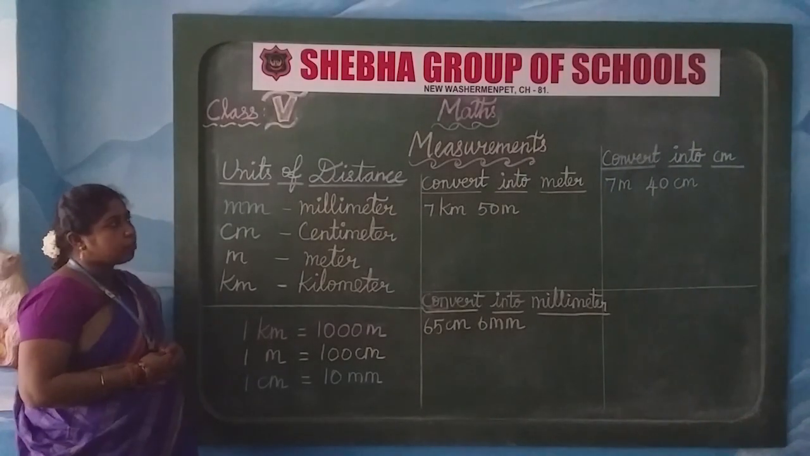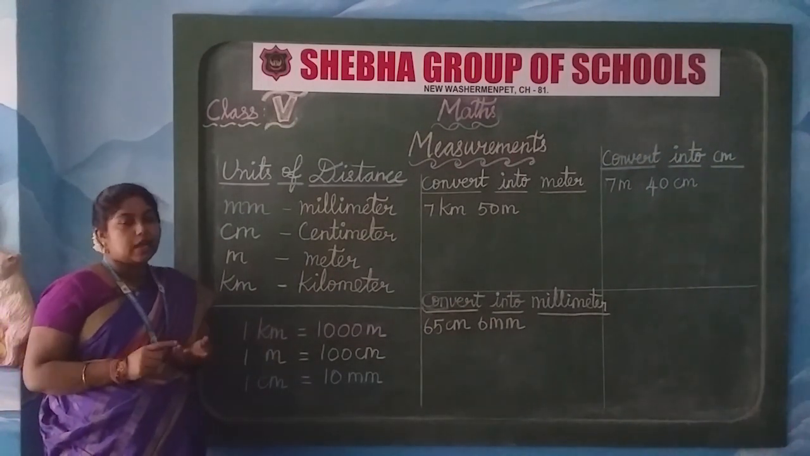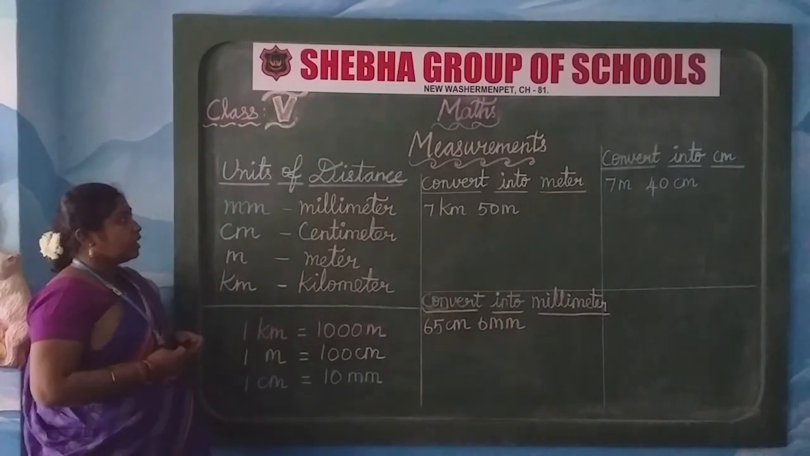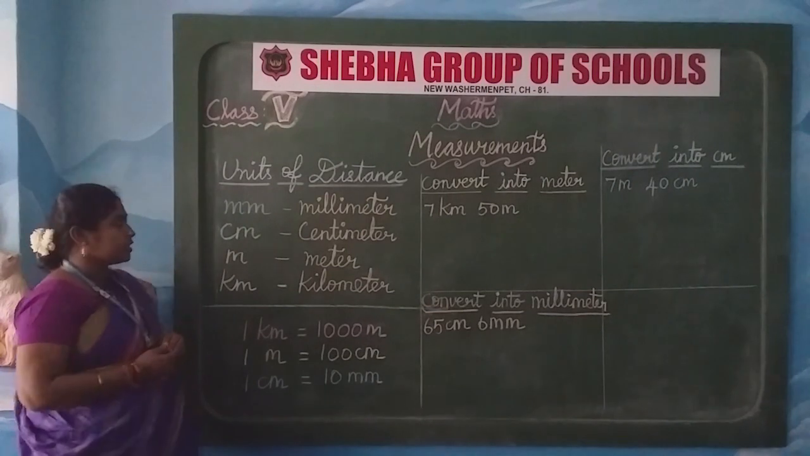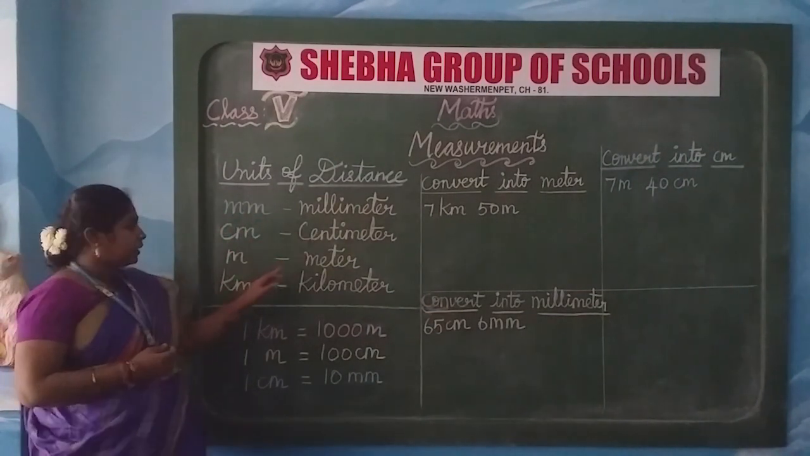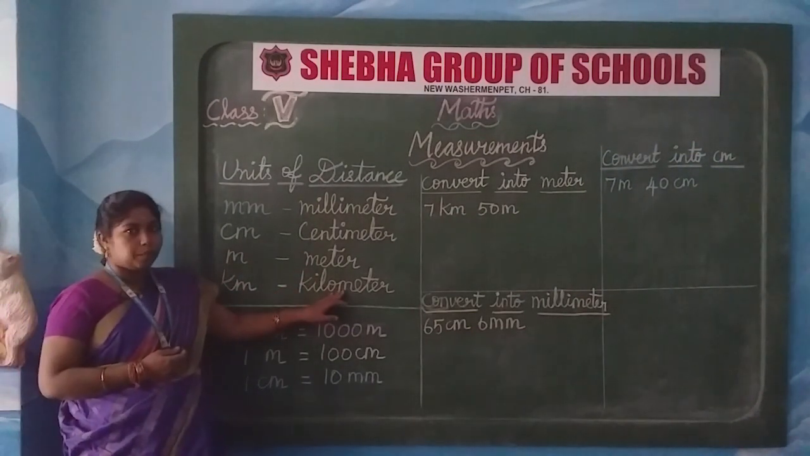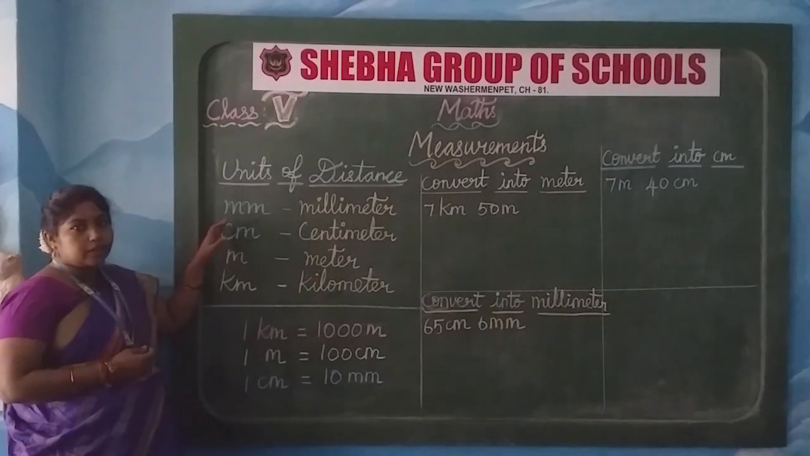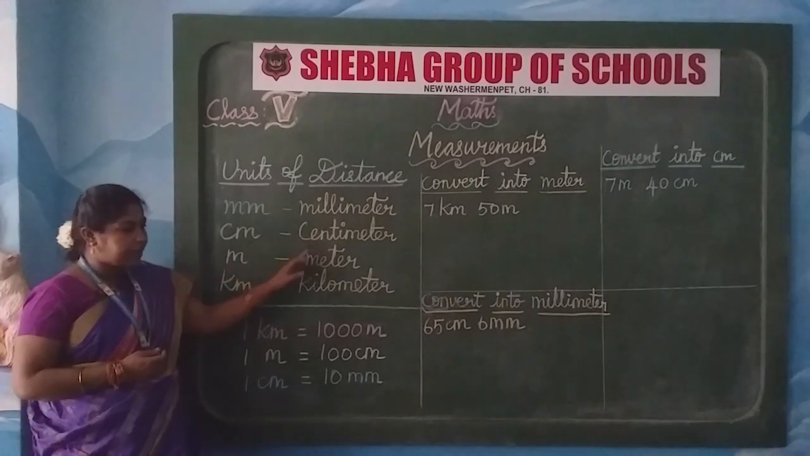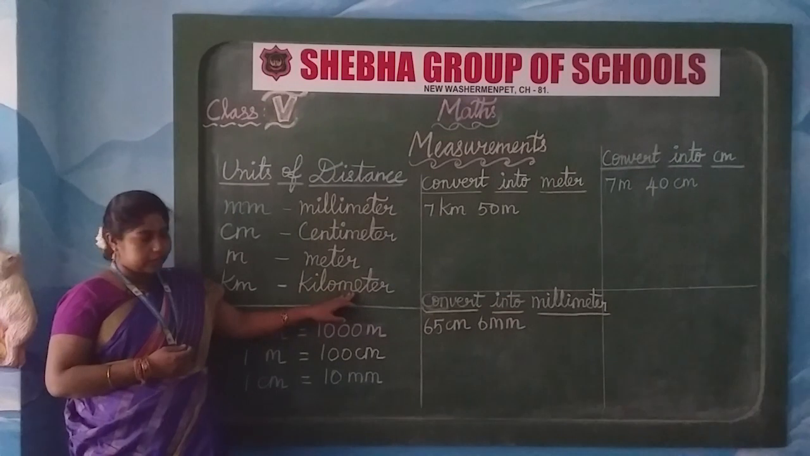Students, our next topic is measurements. Length, breadth and height are the words we use to express some distances. Let us see the units of distance. Millimeter, centimeter, meter, kilometer. Let me repeat: mm millimeter, cm centimeter, m meter, km kilometer.